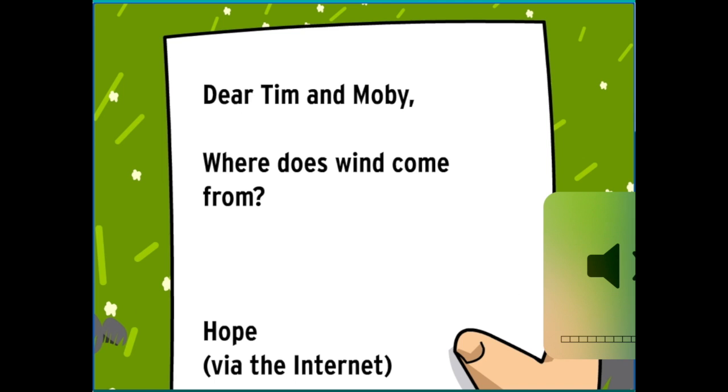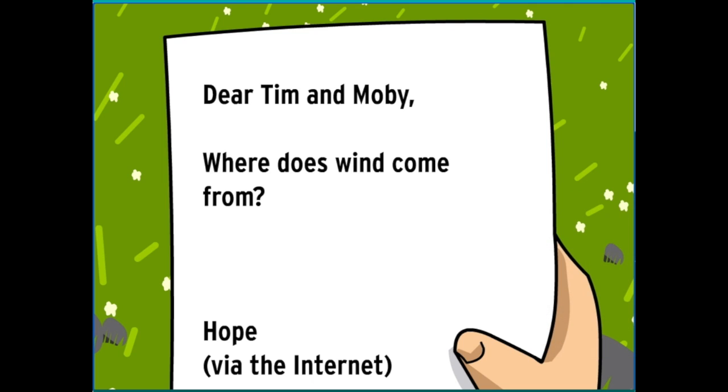Dear Tim and Moby, where does wind come from? From hope.